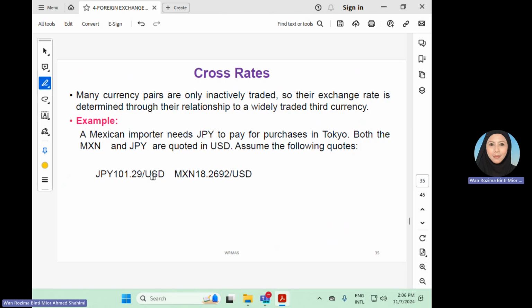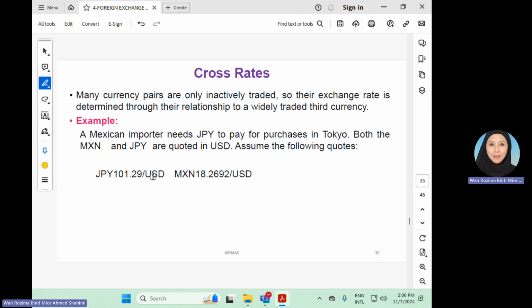Okay. Now the cross rate, the last section before we go for arbitrage. Cross rates. Many currency pairs are only inactively traded, so the exchange rate is determined through their relationship to a widely traded third currency. I write it down. First, I ignore the numbers, I ignore the value. I just want to know the pair.